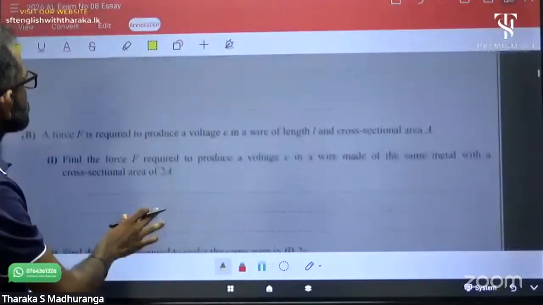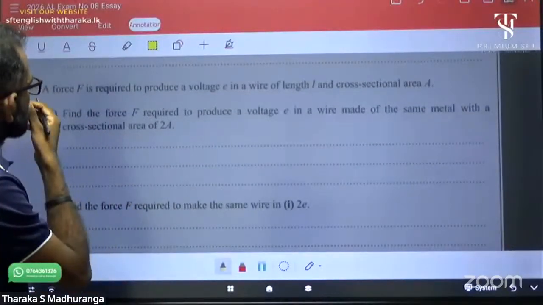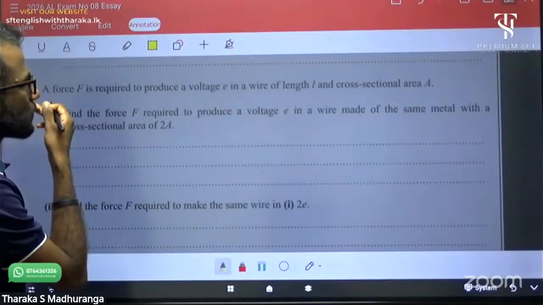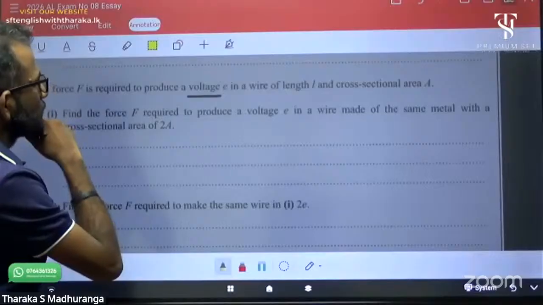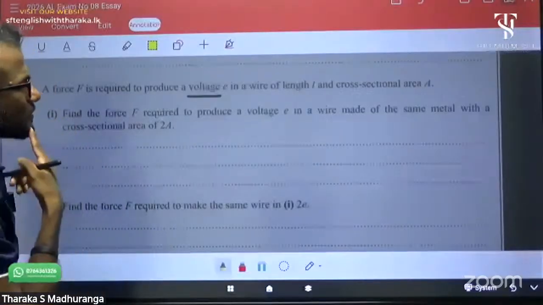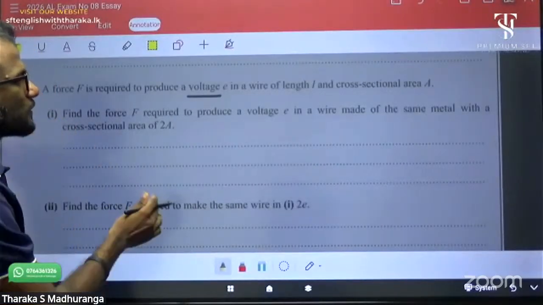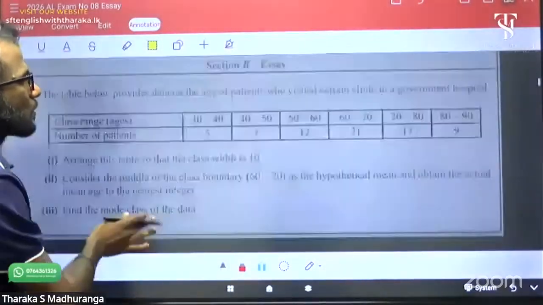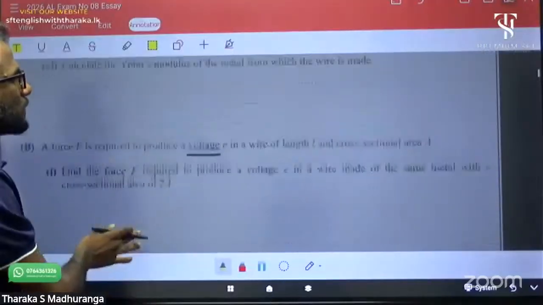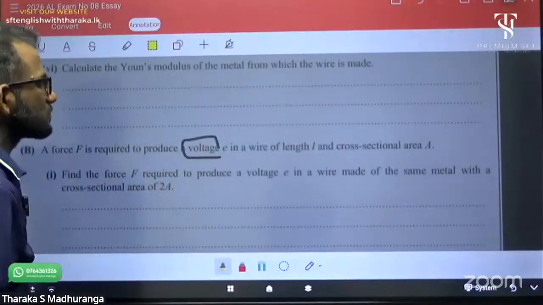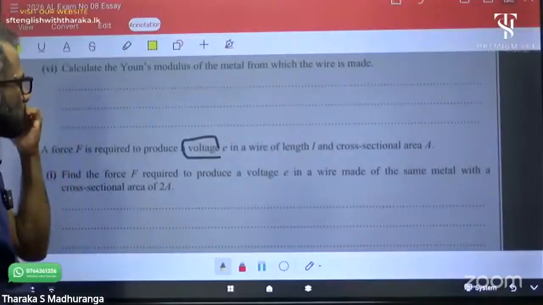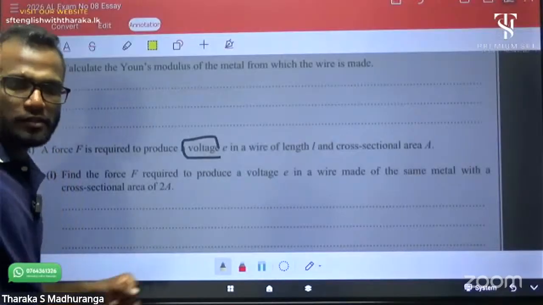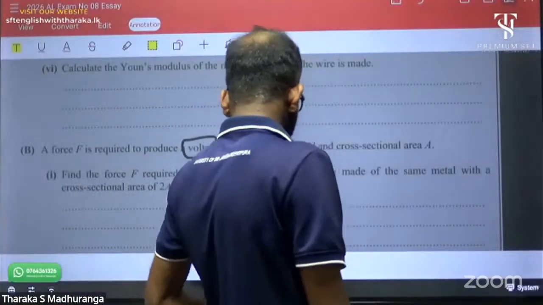This A part is wrong actually. A force F required to produce voltage E. So it's not my question. I think it's a model paper question, but it has a lot of mistakes. Okay, let's do it the 2025 way.